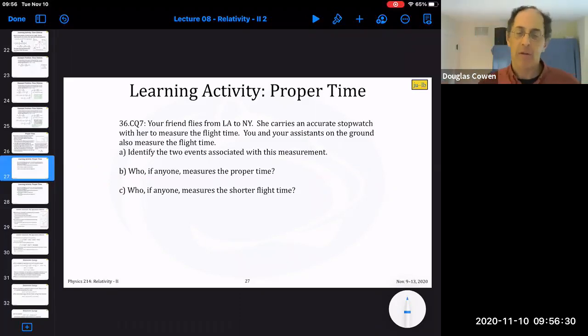Whereas people on the ground have to measure the times at two different positions, in LA and in New York. So who measures the proper time? Well, it's your friend. And who will measure the shorter flight time? Also your friend, by a nanosecond or so. So again, flying around a lot is a way to increase your life by time dilation, but other effects will generally reduce how long you live, or at least the quality of life if you spend too much time on airplanes.